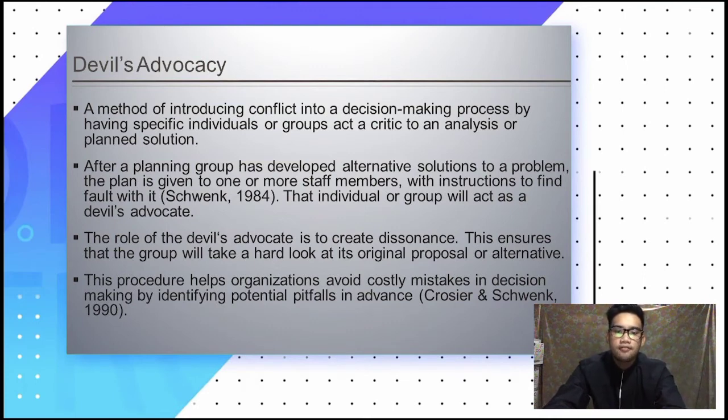After a planning group has developed alternative solutions to a problem, the plan is given to the assigned devil's advocate with instructions to find fault with it. The devil's advocate tries to come up with problems with the proposed alternatives and suggests reasons why they should not be adopted. So basically, the devil's advocate's role is to create dissonance, and it will ensure that the group will come up with the best solution. This procedure helps organizations avoid costly mistakes in decision making by identifying potential pitfalls in advance.